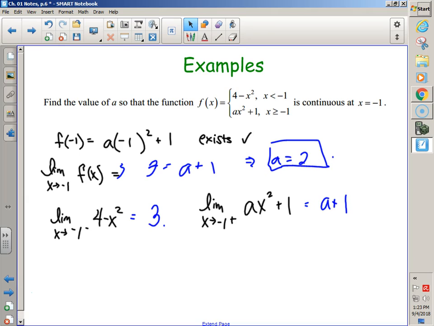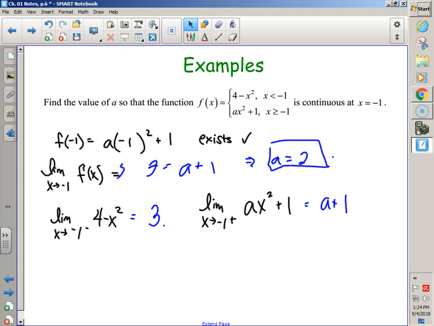I said, first of all, what is the c value? Why did I make it -1? Anybody know? What's the name I give the in-between separator? Good. -1 is the separator. And why did I choose -1 as the separator?